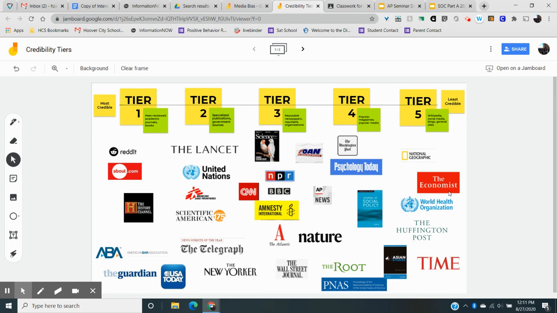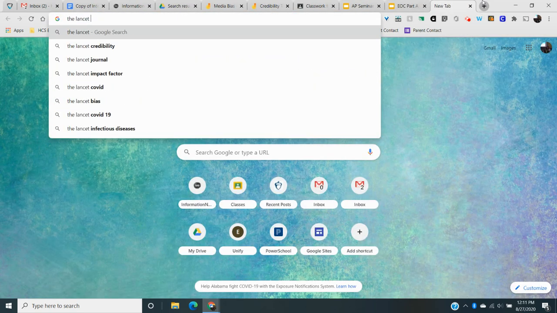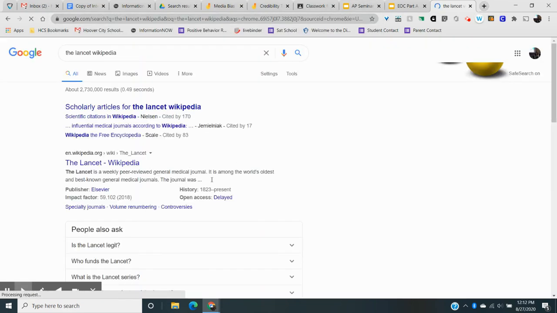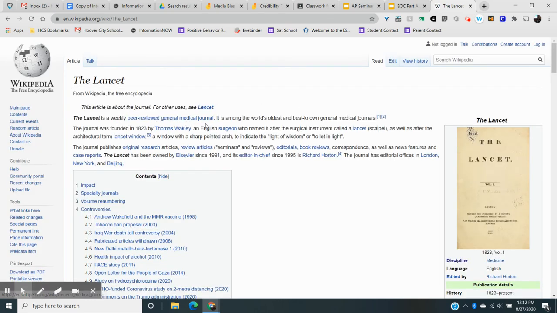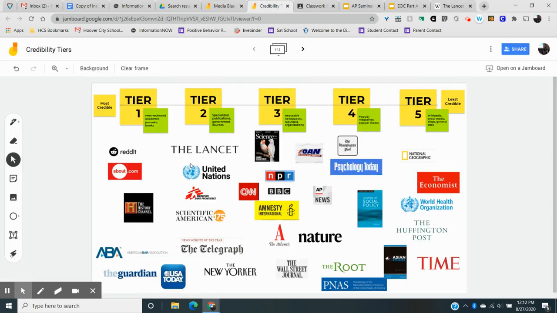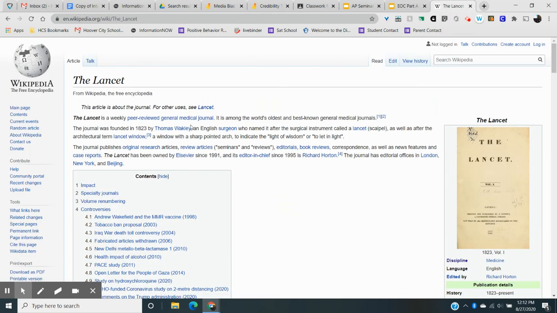So all you need to do is go over to Google and, like, if I don't know what the Lancet is, for instance, I might go to the Wikipedia page about the Lancet and I would read some information. So I know it's a weekly peer-reviewed journal is what it says. It's a peer-reviewed journal or a general medical journal. So we can already tell if we go back over here that the Lancet is going to be over here because it's a peer-reviewed journal, right? And so that is what you will do, and Wikipedia will be your best friend for this.